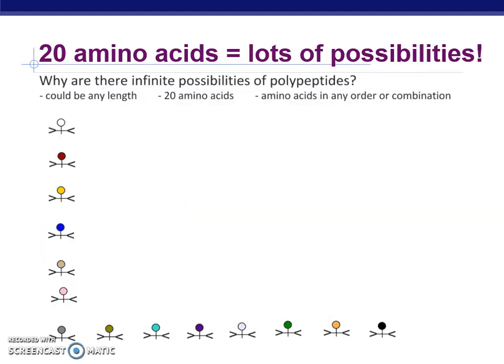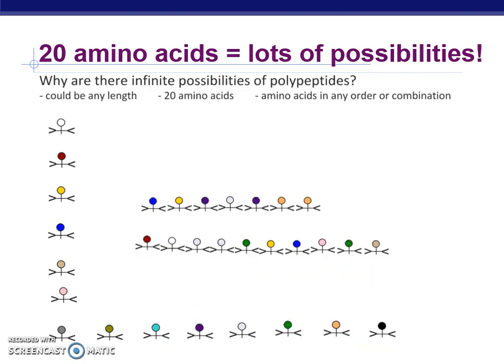So all of those different amino acids, so 20 amino acids, actually results in tons and tons of possibilities for protein structure. Because if you think about it, proteins can be any length and any combination of those amino acids. They can come in any order or have any combination of that order. And so you really have kind of this infinite diversity of proteins, which is why they have so many different functions.